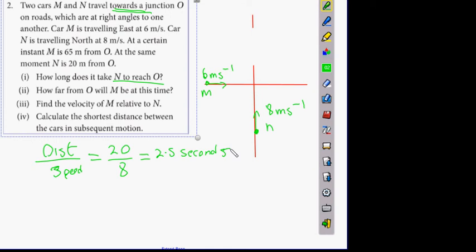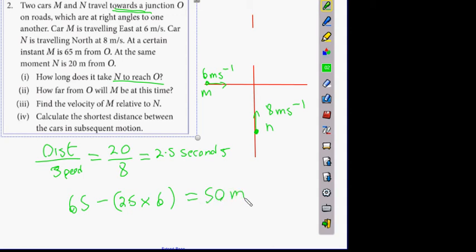Okay, now 2.5 seconds. The next thing we've got to figure out is how far from O will M be at this time. M is currently 65 meters away. It's going to have 2.5 seconds traveling at 6 meters per second. So it's going to be 65 take away 15, which gives us 50.